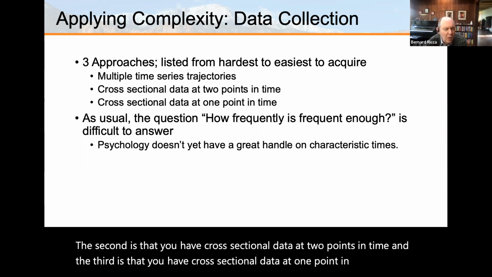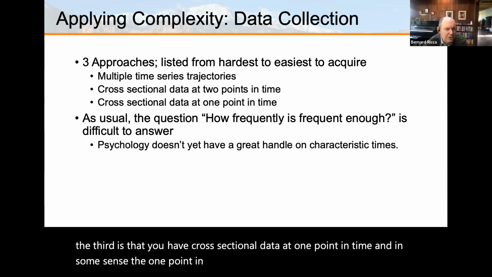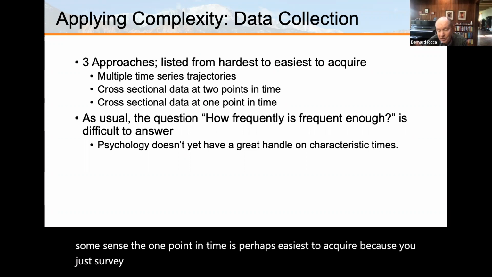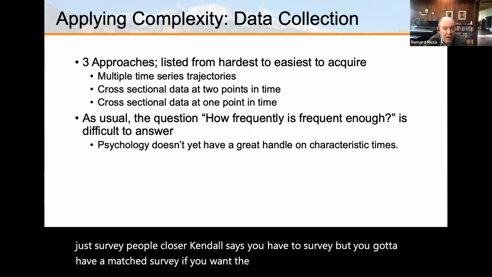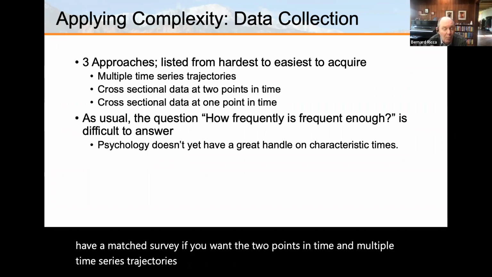And in some sense, the 1 point in time is perhaps easiest to acquire because you just survey people. Cross-sectional says you have to survey, but you've got to have a matched survey if you want the 2 points in time. And multiple time series trajectories means you've got to survey people many, many times and many people.